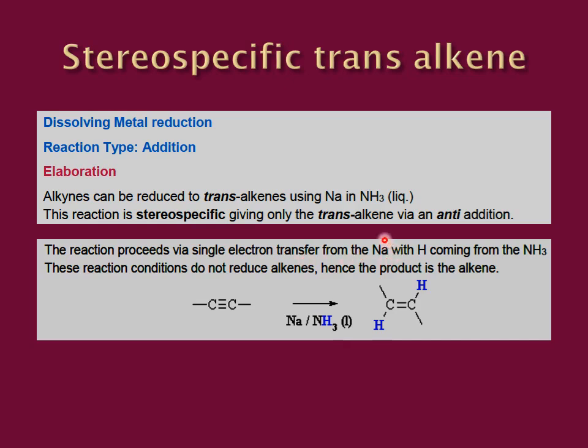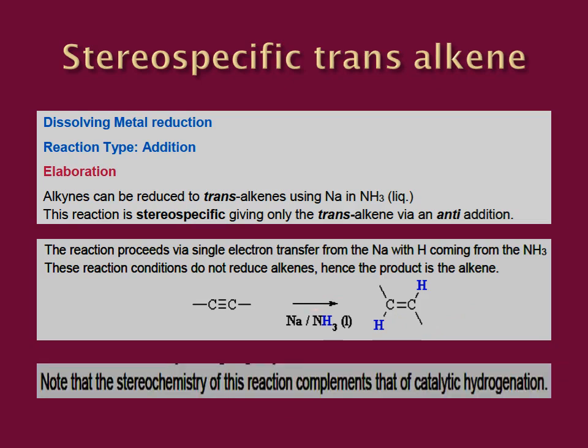The reaction conditions do not reduce alkenes. Hence, the product is alkene. It means after the formation of alkenes, no further reduction or addition of hydrogen is going to take place. The reaction stops at alkene and it is not converted into alkane by further reduction. Students, note that the stereochemistry of this reaction complements the catalytic hydrogenation, meaning addition of hydrogen. But over here, stereospecifically only trans alkene is formed.